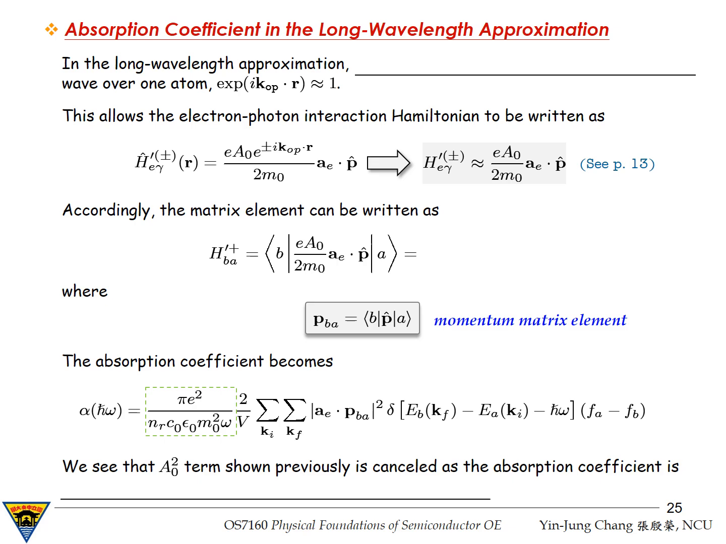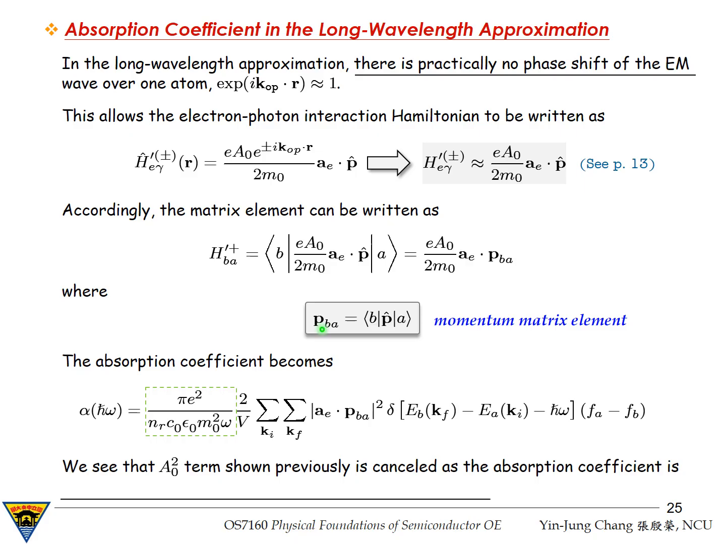Okay, so on this slide, we will simplify the absorption coefficient using the long wavelength approximation, also called the electric dipole approximation. Because the optical wavelength is much larger than the atomic length scale, the optical phase changes very little across one atom. So the phase factor is approximately equal to 1. With that approximation, the interaction Hamiltonian simplifies and the matrix element becomes the equation shown here, where P sub BA represents the momentum matrix element.